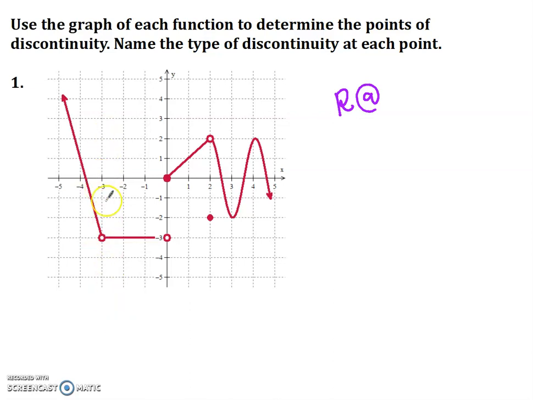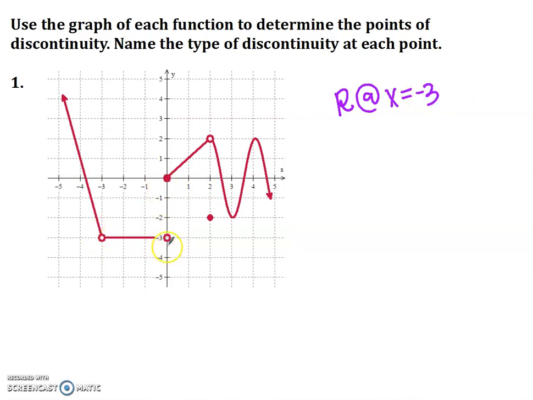Now it doesn't matter whether there's a solid point anywhere. If you have a hole, meaning you can just fill it in and that would make the graph continuous, that's going to be removable discontinuity. So I have removable discontinuity at this point right here, which is x equals 3.